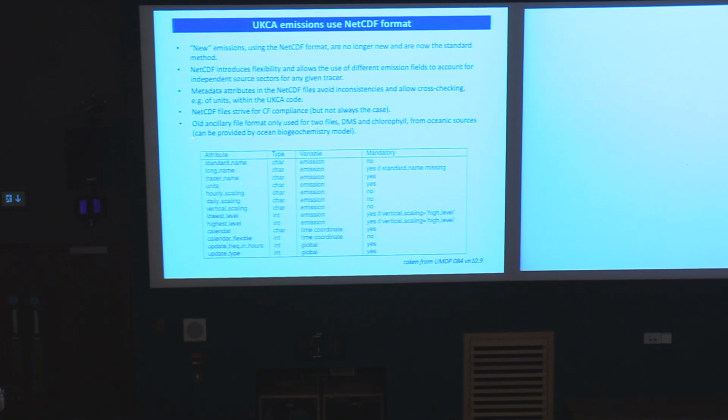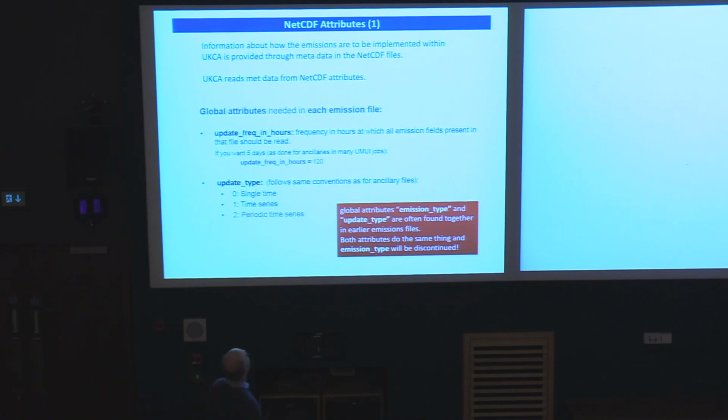So here is a listing of the attributes that can be used for emissions that the model knows. Some of them are mandatory, some of them are optional, and we're going to have a look at a few of these now. So this is all taken from the UNDP paper.